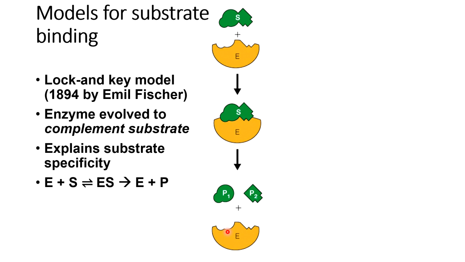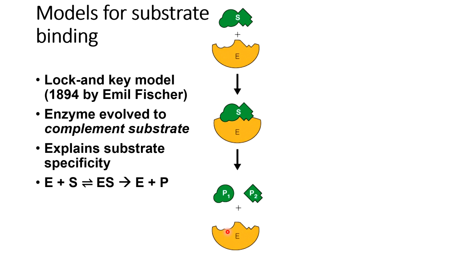So this goes into a bunch of different models about how enzymes work. One of the earliest models for how enzymes work was called the lock and key model. This was proposed in 1894 by Emil Fischer, and what it was trying to explain was the substrate specificity of enzymes.